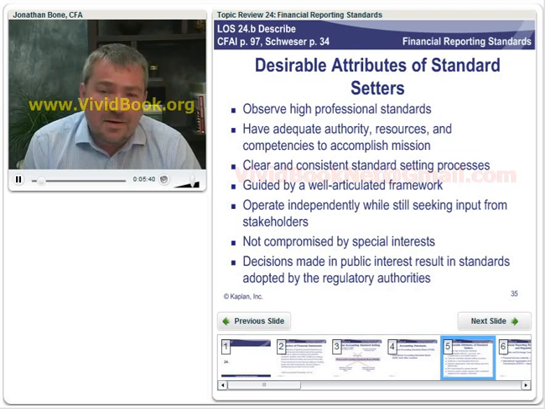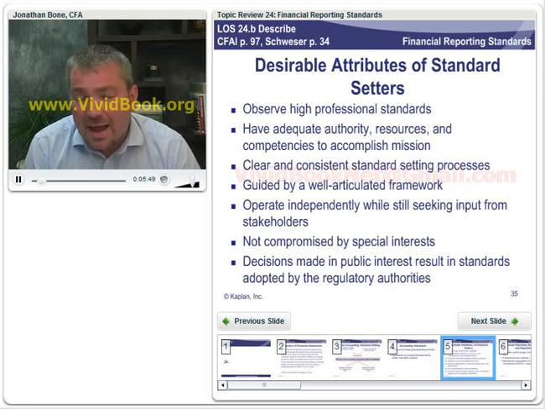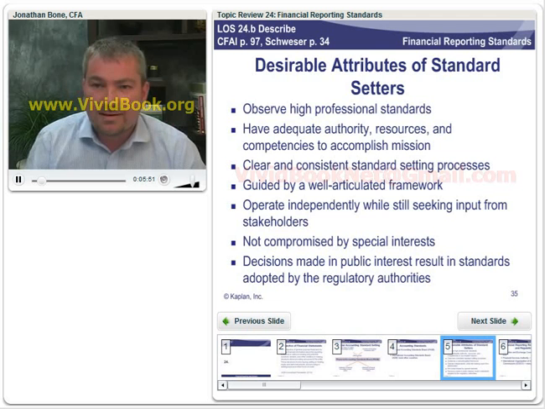And then the final one, decisions made in the public interest result in standards adopted by the regulatory authorities. In other words, we end up with a set of accounting standards that acts in the best interest of the public.